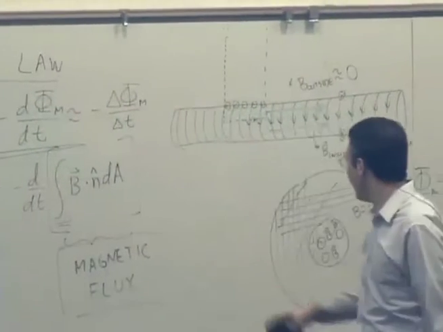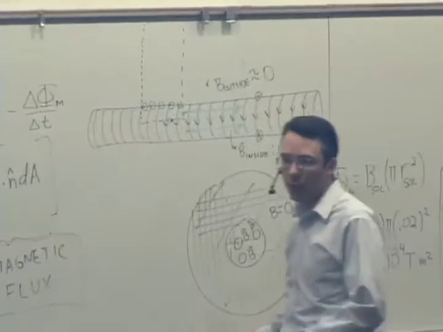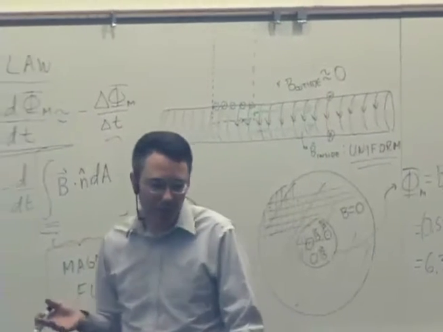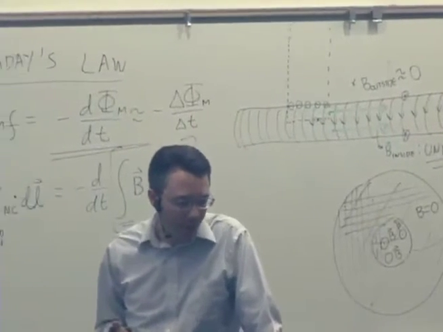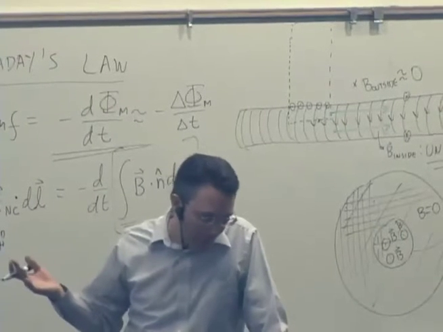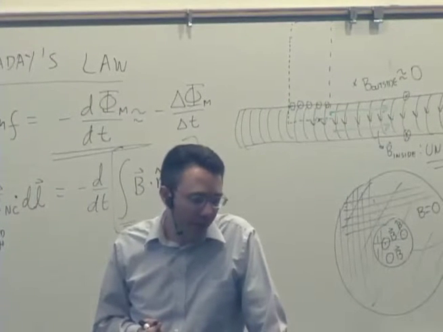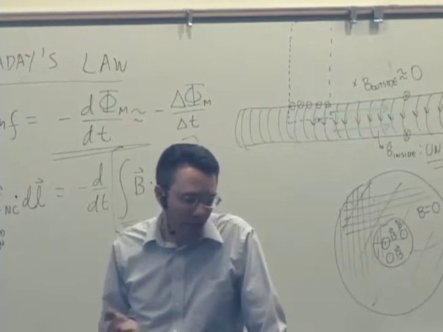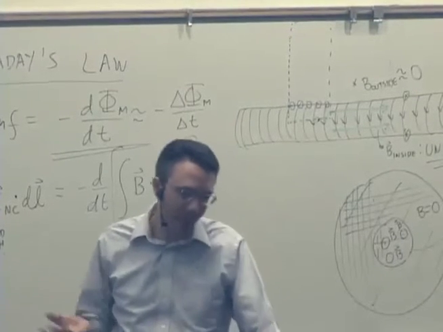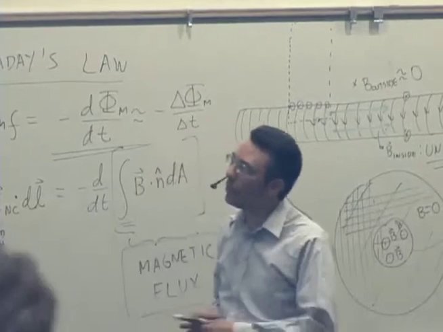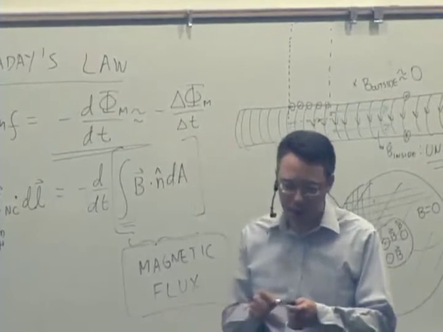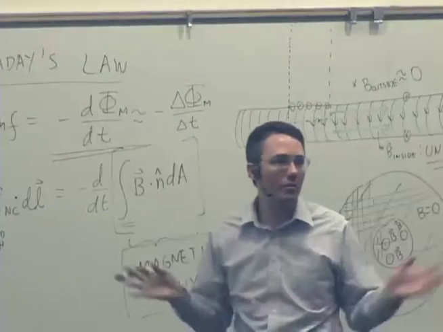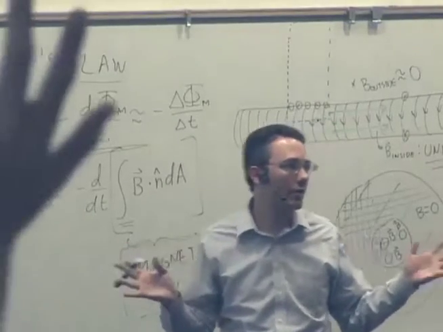Just find the change in flux, which is going to be 6.3 times 10 to the minus 4 tesla meters squared minus 2.3 times 10 to the minus 4 tesla meters squared. We're given fluxes here, not fields. So that difference is 4 times 10 to the minus 4, divided by 0.1 is 4 times 10 to the minus 3 volts. Okay, so you get 4 millivolts induced in the outer ring. Pretty straightforward questions here.